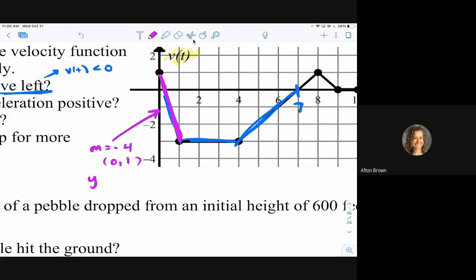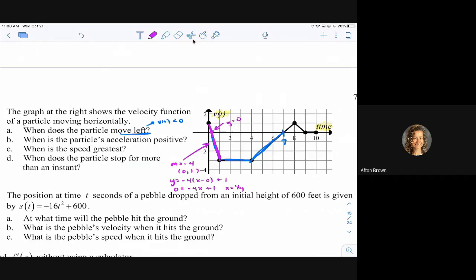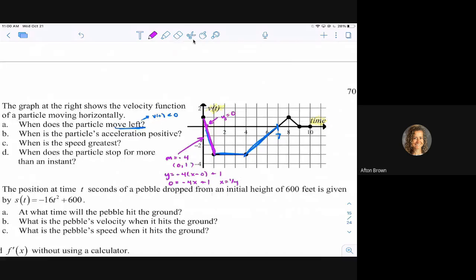So I could write the equation, -4 x minus 0 plus 1. The point I'm trying to find is right here. At that point, y equals 0, and I'm trying to find the x value. So I could set this equal to 0 and solve for x. If I solve for x, I'm going to make -1 and divide by -4, so I get 1/4. Okay, so they're never going to be that tricky, but if it is an x-intercept of a linear function, they do expect you to actually find that value.